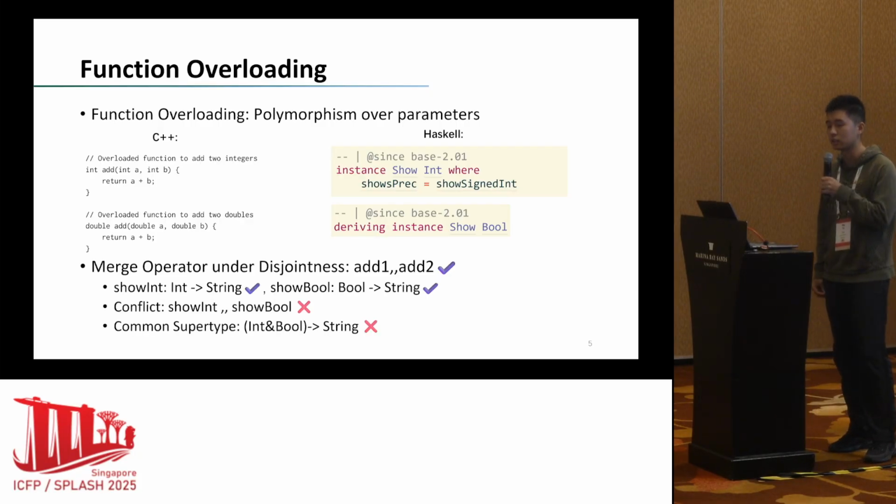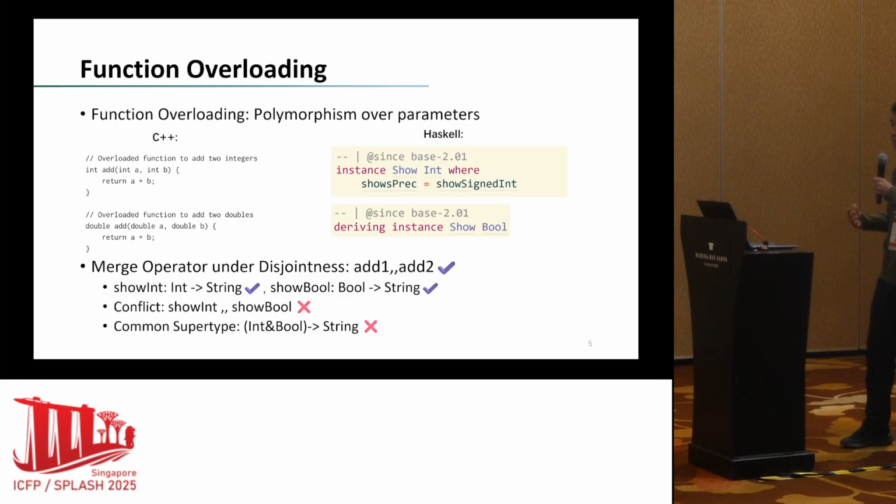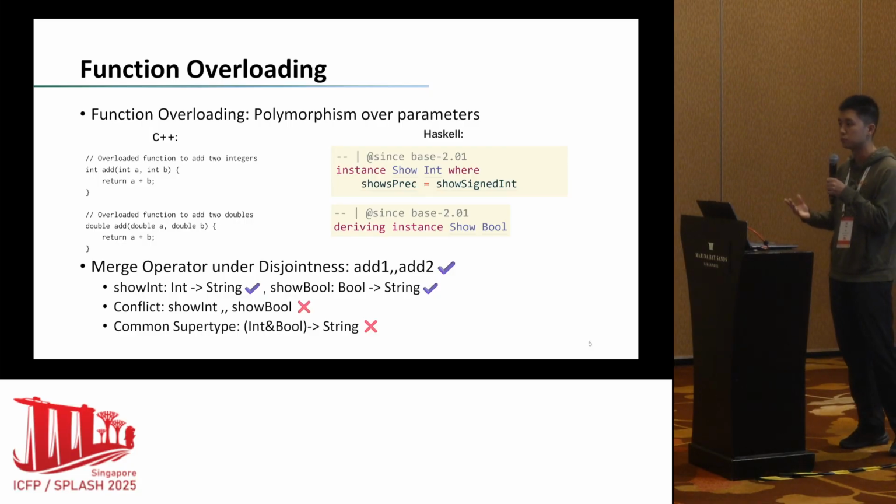However, we cannot do the example on the right-hand side, and let's see why. Suppose we have a showInt, which converts an integer to a string, and a showBool, which converts a Boolean to a string. If we try to merge these two functions together, it gets rejected in the disjoint intersection type calculus because it finds a common supertype of int and bool to string.